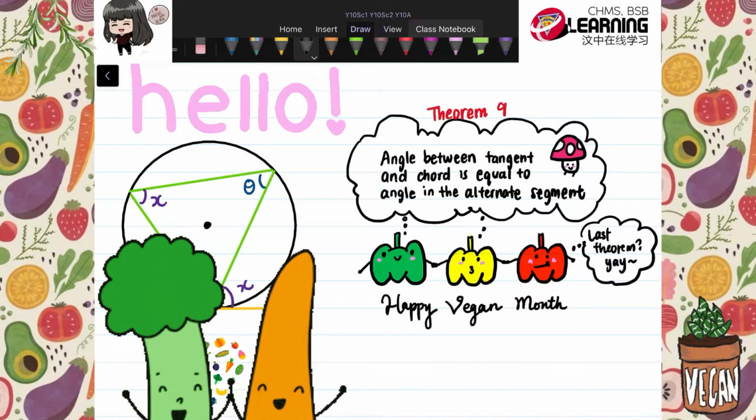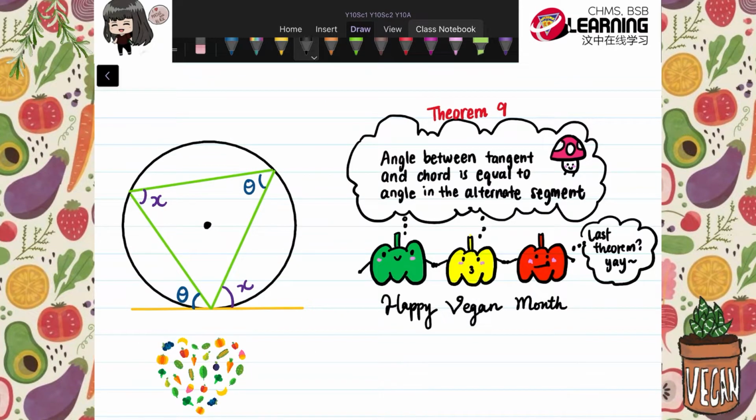Hi friends, welcome to lesson 24. So today will be our last theorem, theorem number 9. So let's enjoy only theorem number 9, and in the next lesson we're going to do all the theorems together. Yay! Okay, so let's check our previous homework first.